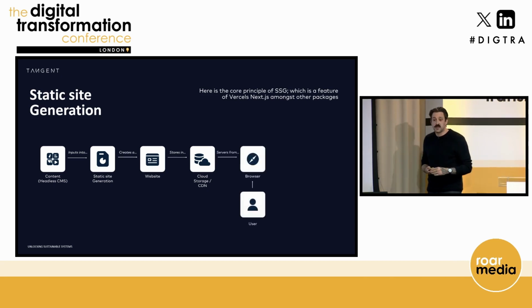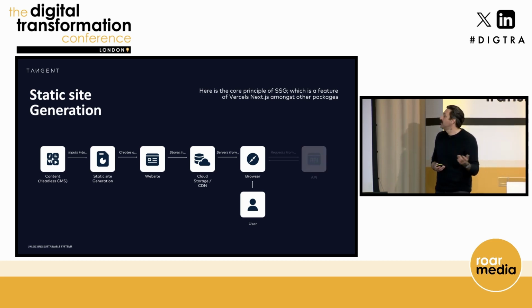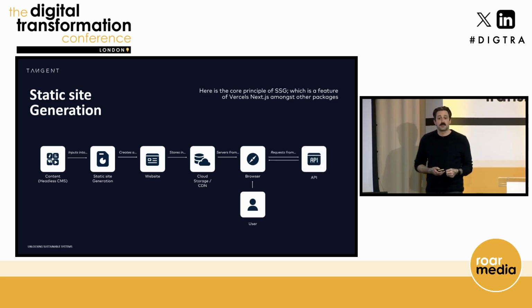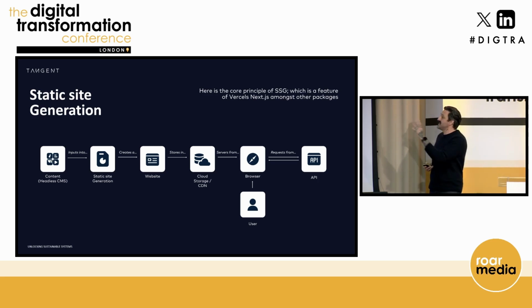The user still looks at a web page. Nothing's changed there, still through a browser. For anything we can't statically generate, say, for example, your share price, which is going to change all the time, we can make asynchronous requests to APIs and pull these things in parallel. So that's static site generation in a nutshell.